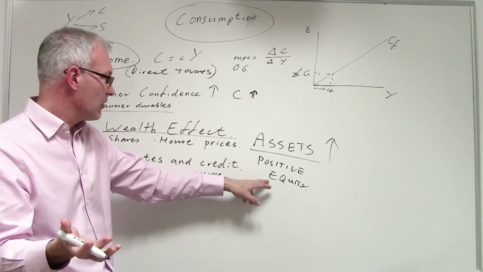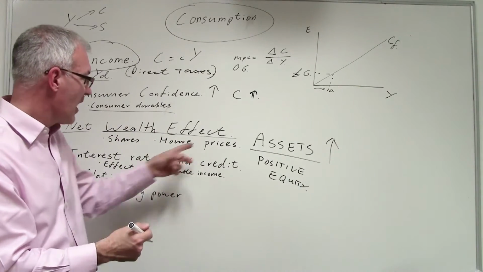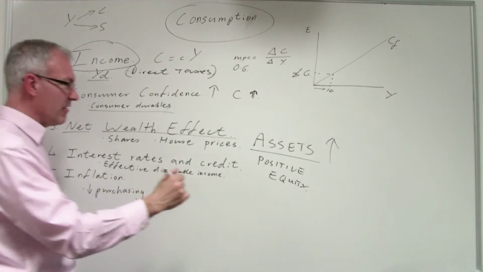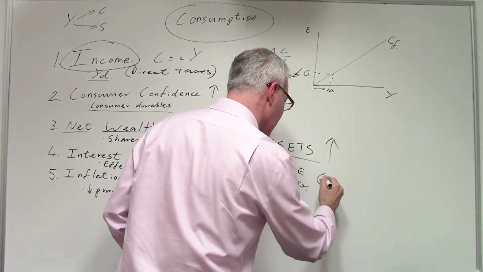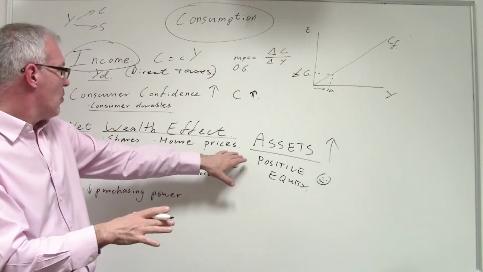So we call that positive equity. That equity that their shares have gone up in value, their house has gone up in value compared to what they paid for it. Therefore, they're very happy. Let's draw a smiley face here. And then what will they do? They will consume more.